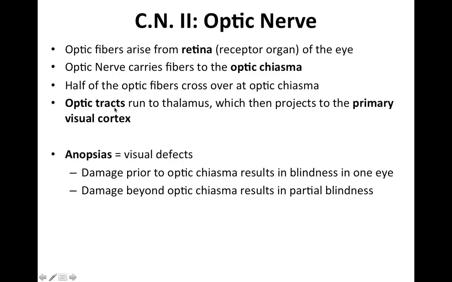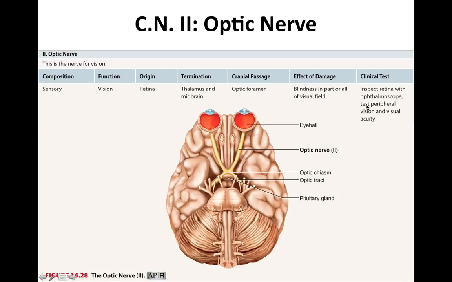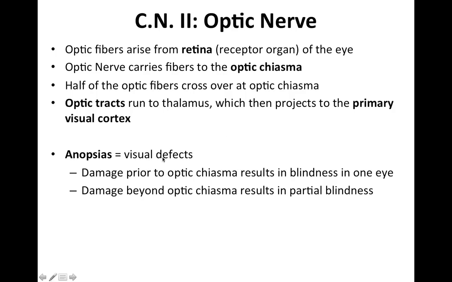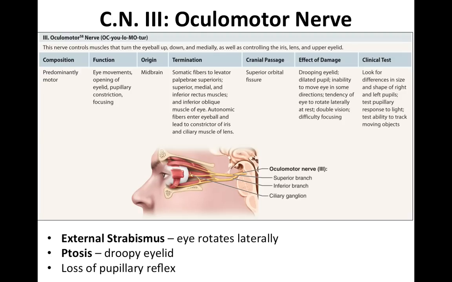As I mentioned here in the notes, those optic tracts, once they run to the thalamus, will actually have projections that run back to the primary visual cortex. So that's where you're actually going to be interpreting what you're seeing. Of course, as you begin to damage this, it's going to result in blindness to some degree. I make a note right over here that these are referred to as anopsias, and that damage can have differing effects depending on how it relates to the optic chiasma. We'll discuss more about why this is later on, but for now you need to know that damage prior to the optic chiasm is going to cause blindness only in one eye, and then damage beyond can result in partial blindness in both eyes.